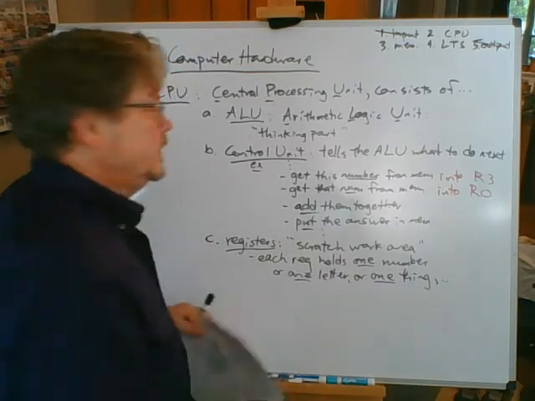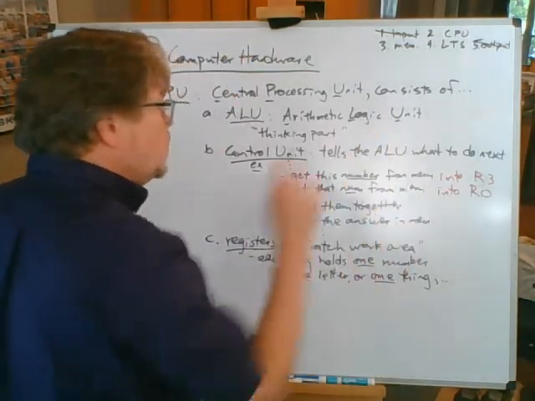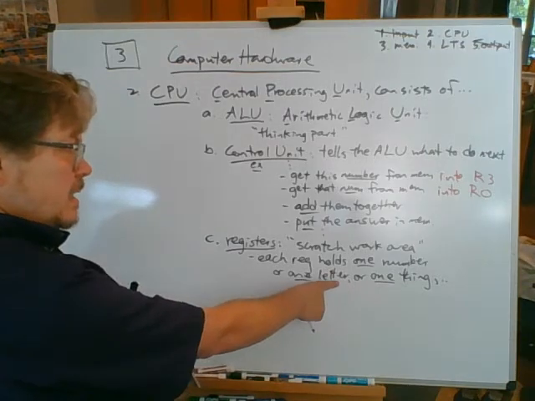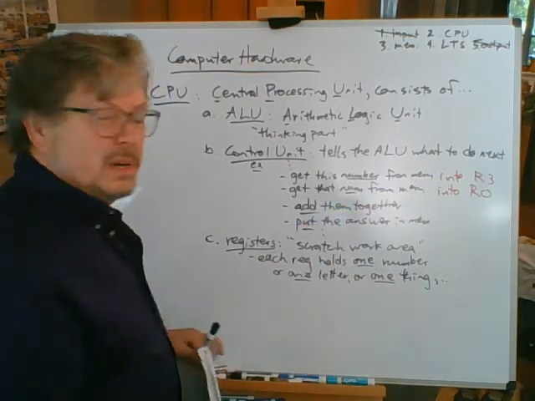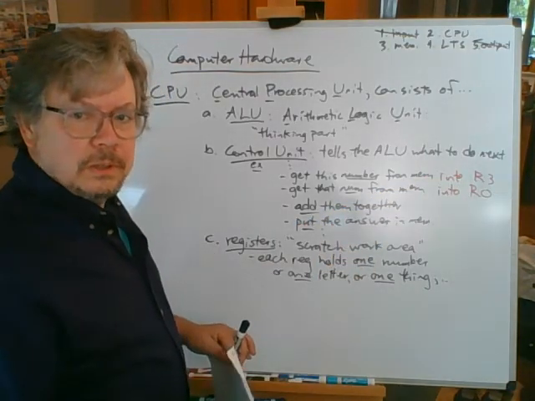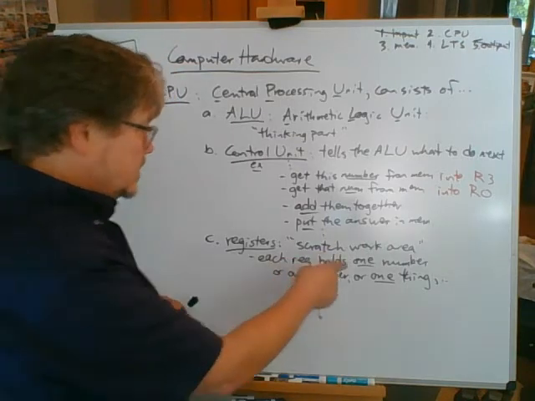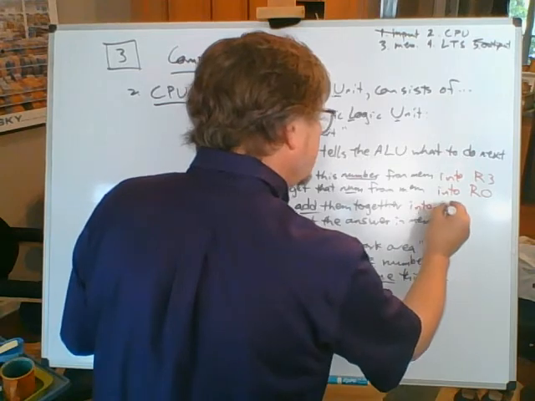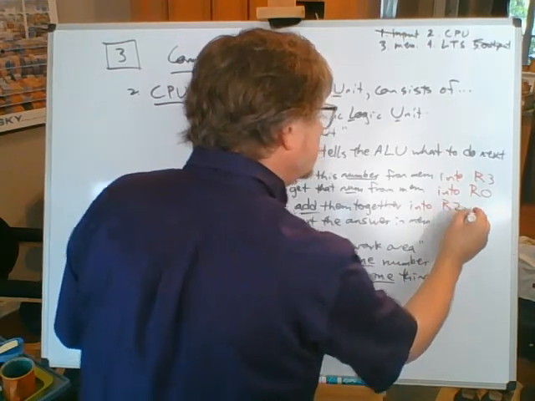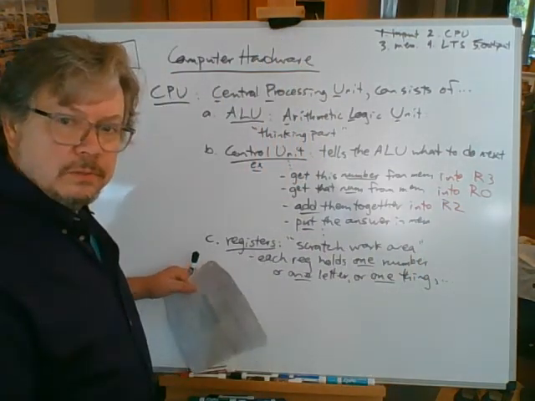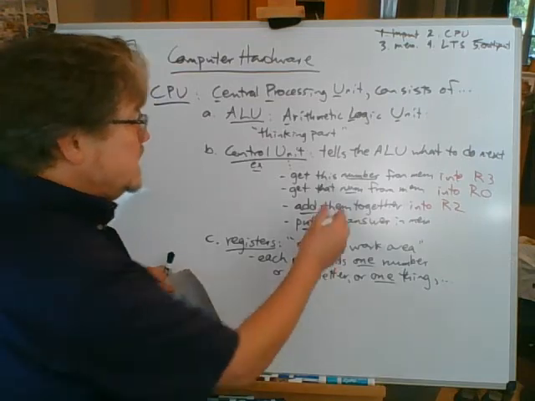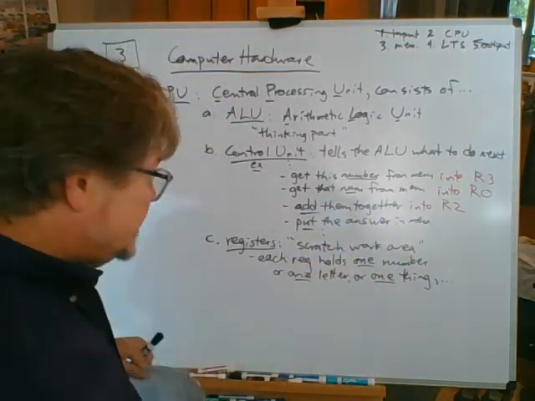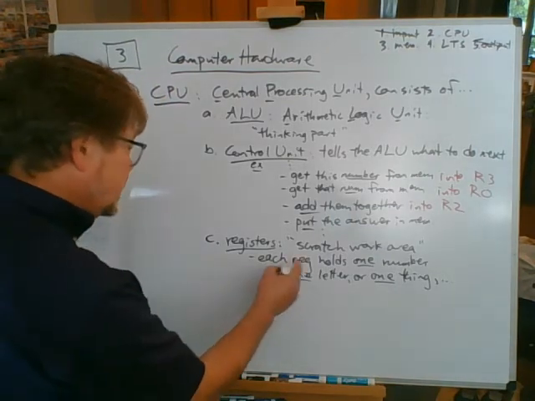For example, if I got the first number in register 3, I don't want to put the second number in register 3. There's only room for one thing. So if I'm going to add the 2 numbers, one of them's going to go in one register, one of them's going to go in the other register. What about the answer? Add them together into register 2, because we're not using register 2. Then put the answer from register 2 back out to memory. Now it makes sense. Here's a fig.